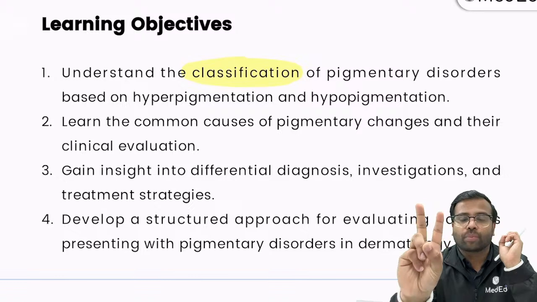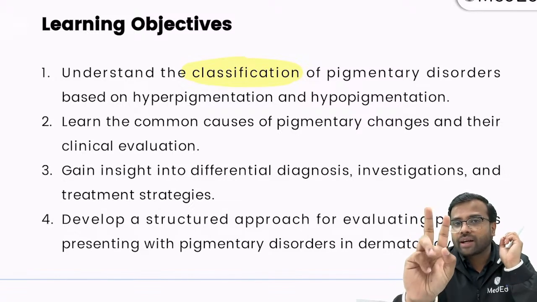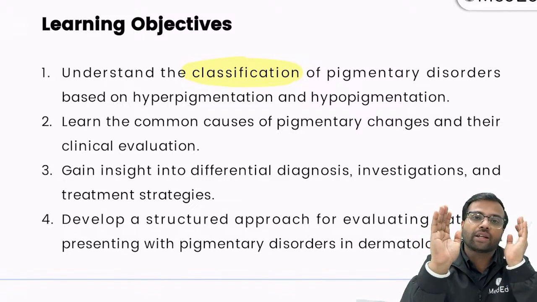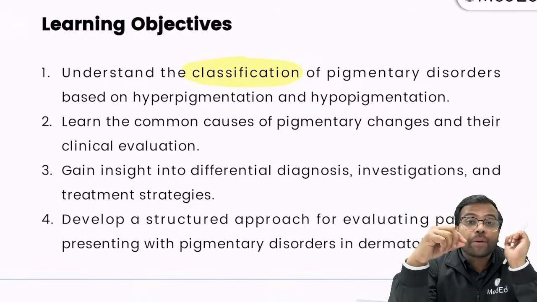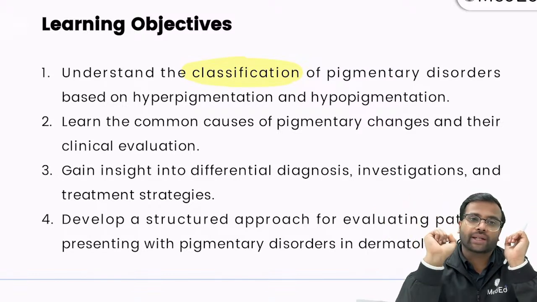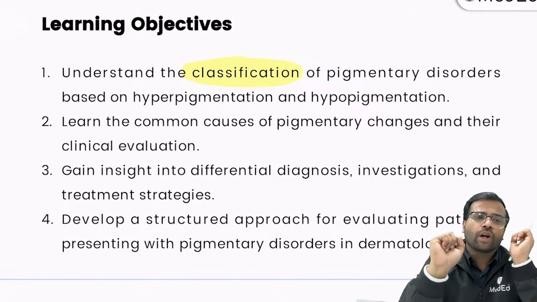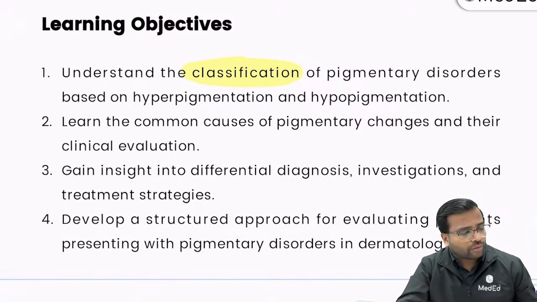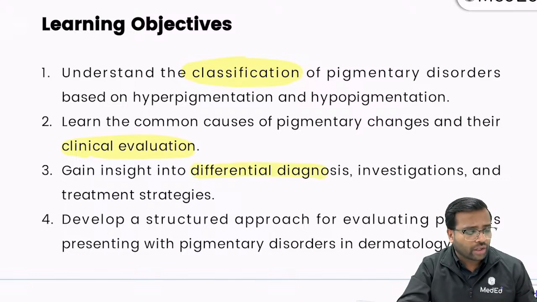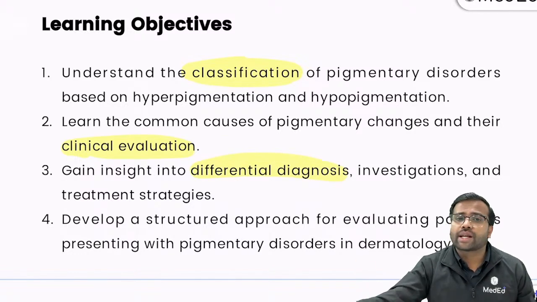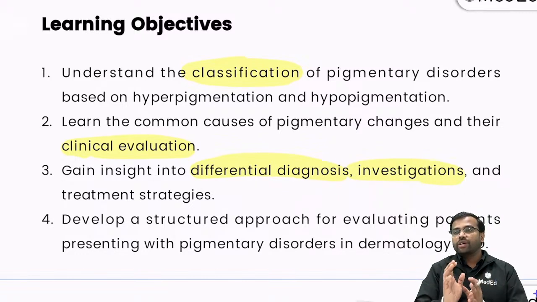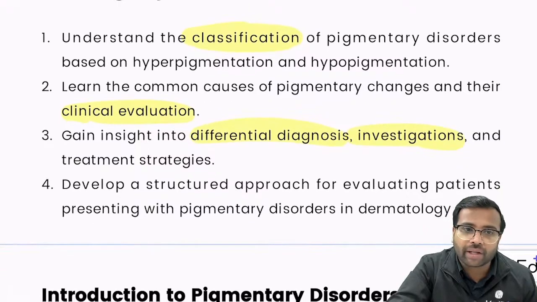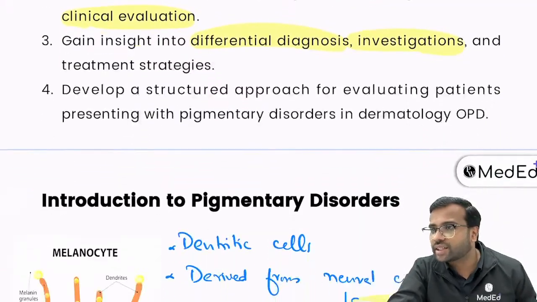So what we are going to do today is we will just try to understand two broad categories. We'll try to understand in which disease conditions can a skin become hyperpigmented, in which disease condition can a skin become hypopigmented. And also we'll try to have a clinical evaluation of the same. We'll try to reach a differential diagnosis based on the presentation. We will also try to understand what are the investigations that have to be done. So overall, it is to give you a clear-cut understanding about pigmentary disorders. So shall we get it started in detail?